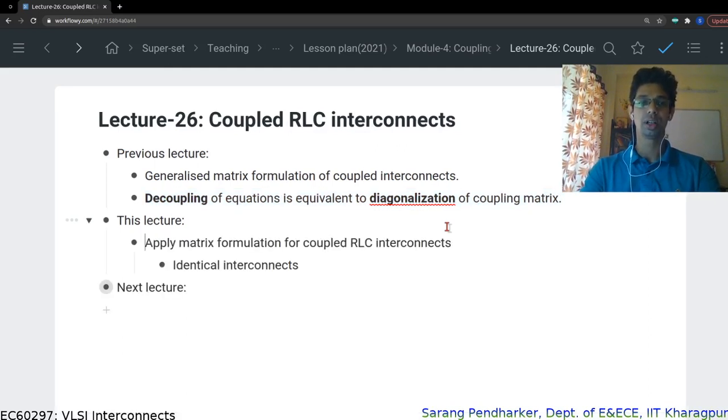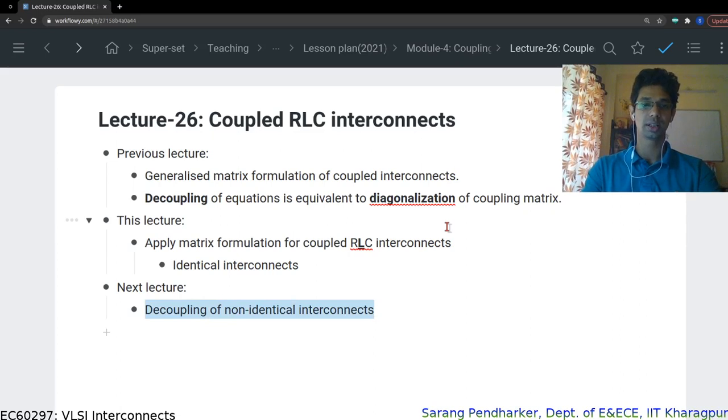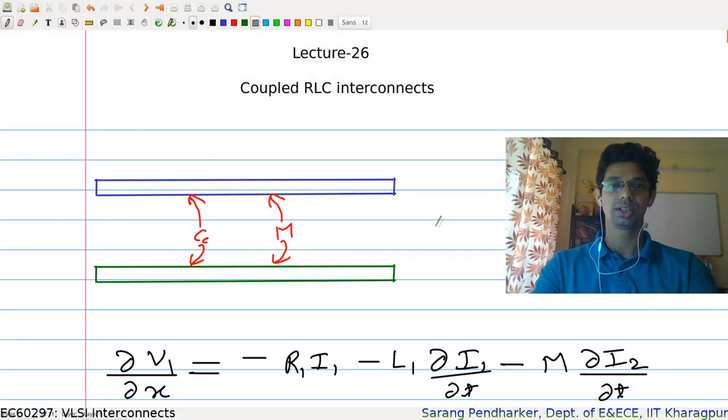In this lecture, we will apply the generalized formulation of coupled interconnects for RLC interconnects. So we will also be considering the inductive effects in this lecture, and we'll see how that matrix formulation helps us simplify the analysis. Then we will continue the analysis for two coupled identical interconnects. We will build a background for a more general approach of decoupling of non-identical interconnects for the next lecture. So with that, let us start today's lecture.